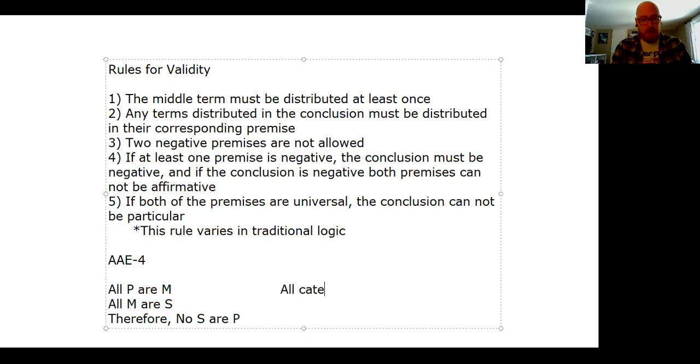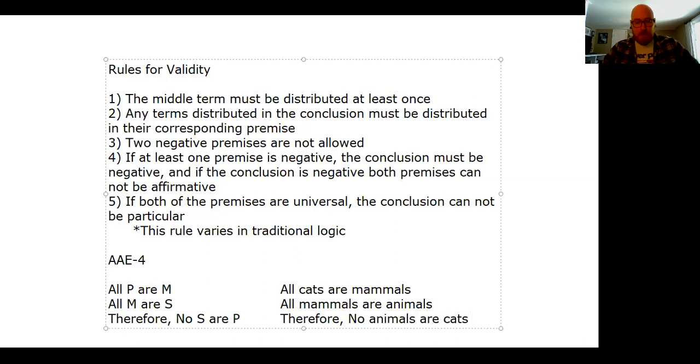Okay, so all cats are mammals, all P are M, all mammals are animals, all M are S, therefore no animals are cats. All right, that's clearly false. Okay, so all P are M, all M are S, therefore no S are P, that is clearly invalid. I've got two true premises and a false conclusion.